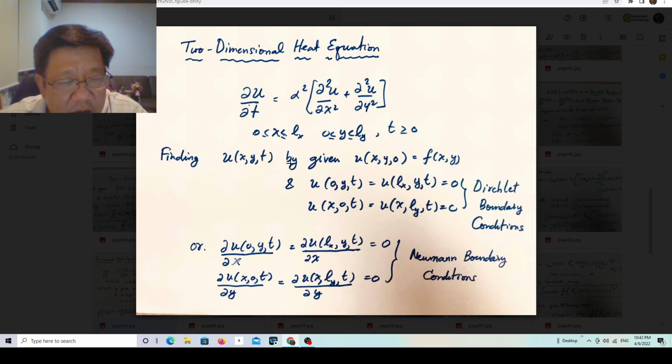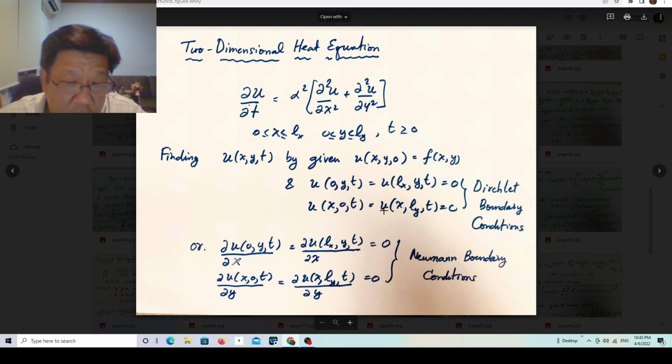Your initial condition now becomes, at time t equal to 0, for any x, y that has an upper bound and a lower bound: x is between 0 and L sub x, y is between 0 and L sub y, and t is greater than or equal to 0. So u of x, y, t is equal to some specific f of x, y. And this is a boundary condition.